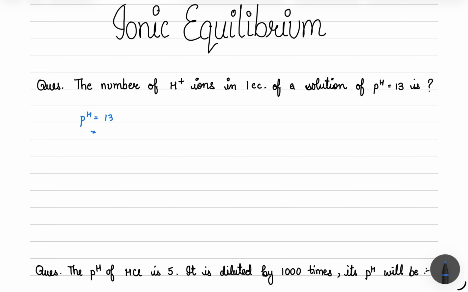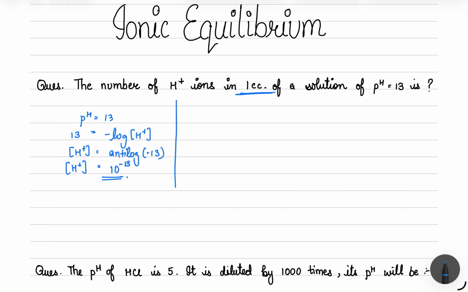pH formula is minus log of concentration of H plus ions. Now this is given 13. So you will calculate here concentration of H plus ions will be anti-log of minus 13. So this will go in the power 10 raised to power minus 13. Okay, now it is given in 1 cc. 1 cc here concentration is 10 raised to power minus 13.